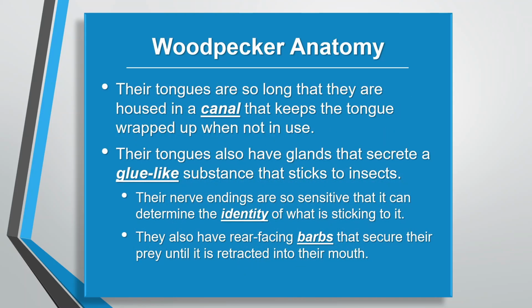Their tongues are so long that they're housed in a canal that keeps the tongue wrapped around their head when it's not in use. Their tongues also have glands that secrete a glue-like substance that sticks to insects, nerve endings so sensitive that they can determine the identity of what it's sticking to, and rear-facing barbs that secure their prey until it's retracted into their mouth.